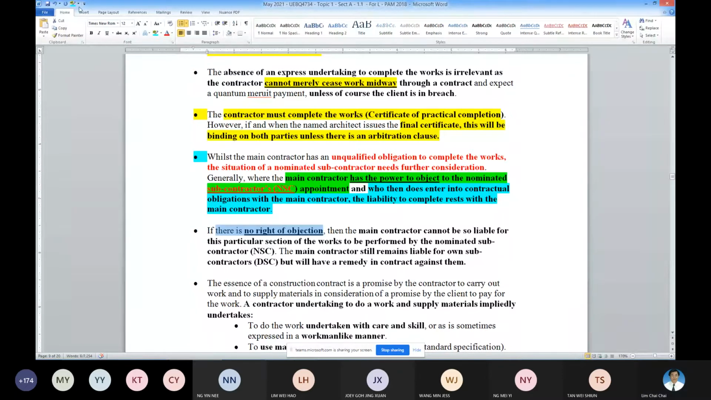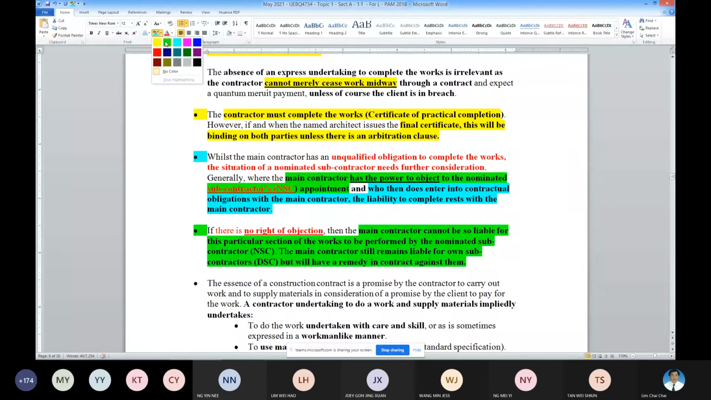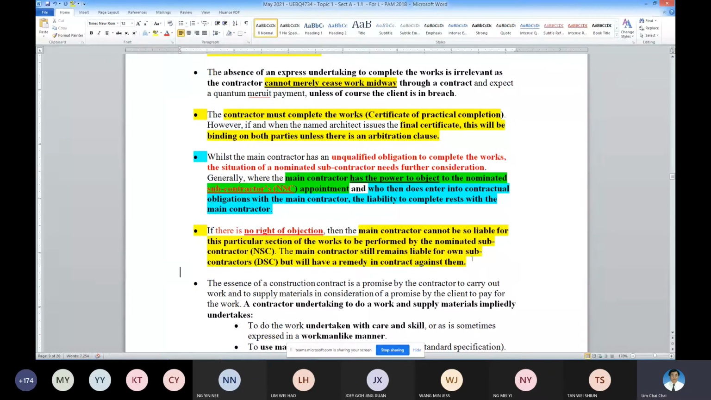So usually there is a right to object, but if there is no right to object, then it's a different story. If there's no right to object, then the contractor cannot be responsible for the problems due to the NSEs. This one there is a right to object, has the power to object. See here, has the power to object. This one has no power to object.